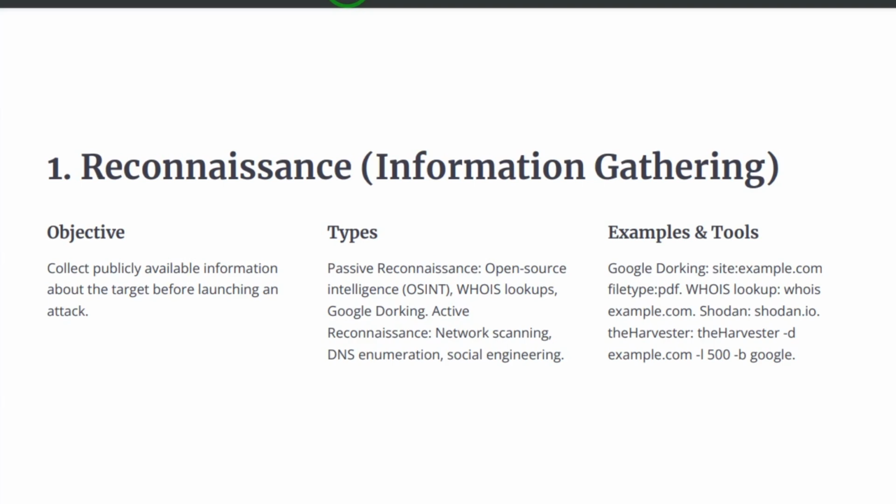Now we have 2 types. We have number 1, which is passive reconnaissance. Then we have the second type, which is active reconnaissance. And here are the examples. We shall talk about it in future videos.